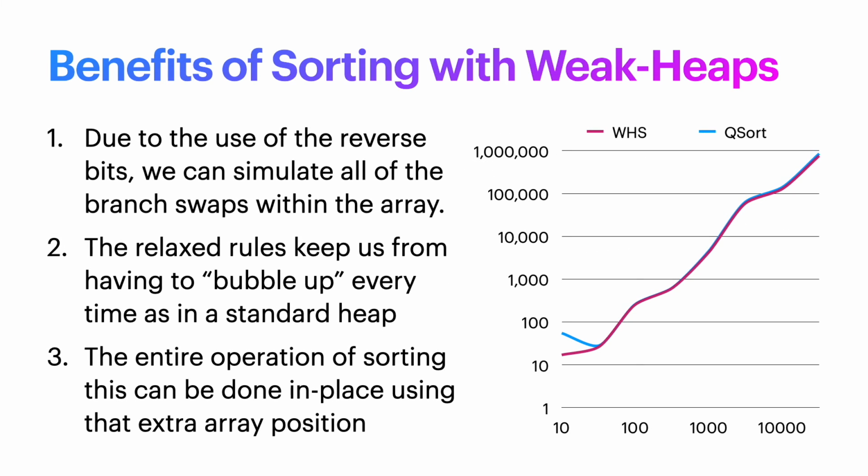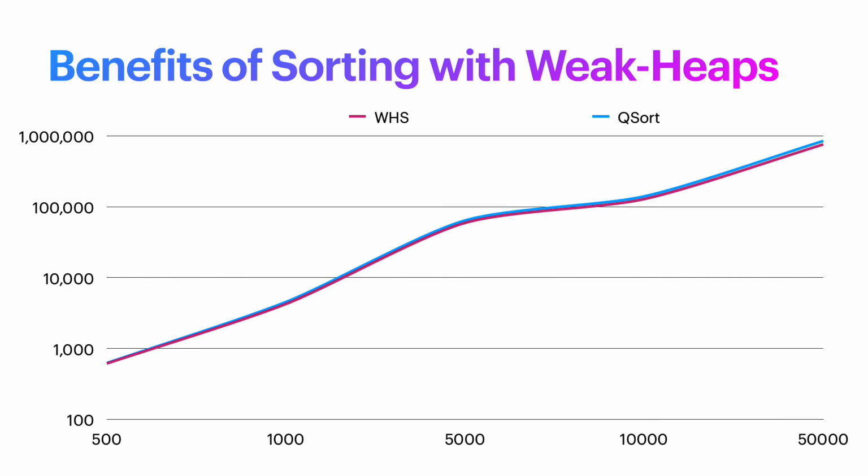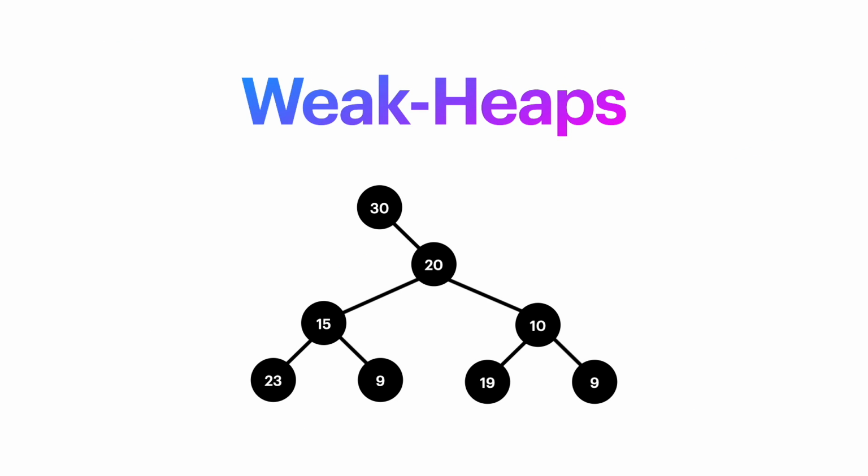Here we can see a comparison between WeakHeap sort and quicksort. You'll notice that it's kind of hard to tell, but WeakHeap sort is marginally faster than quicksort for the entirety of the duration. If we zoom in more on this graph, you can see that a little clearer. And that's pretty much it.